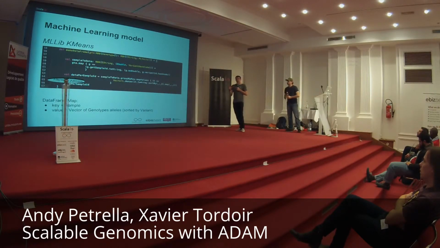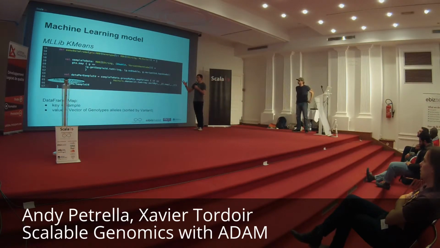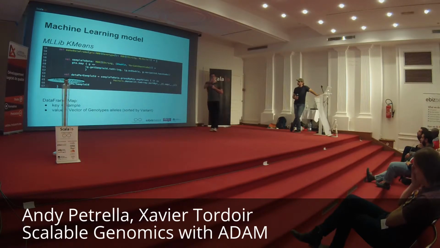How do you organize your data to get this thing working? We saw that there was a data frame. So we start here from a long collection of genotypes. It's basically a sequence, and we want to make it a table with each row being a sample and each column being a genotype.